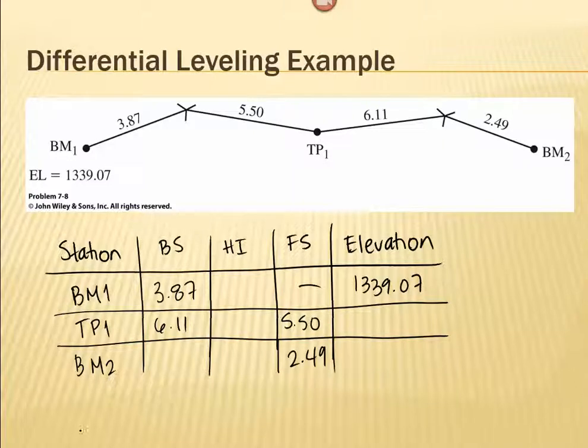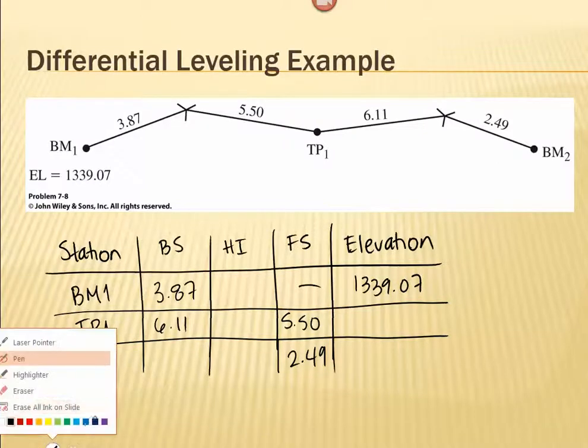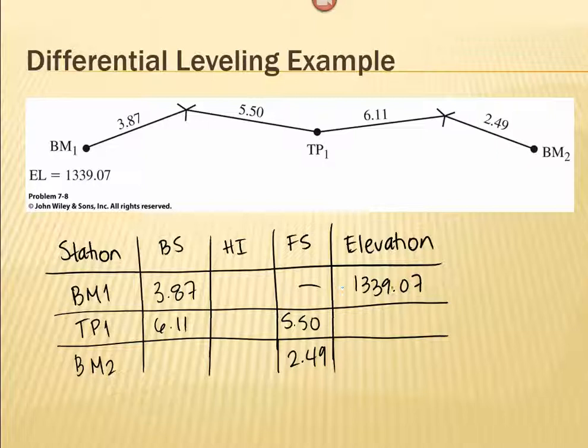Then the procedure is the same as we've done in the previous examples. This plus that gives me 1342.94. That minus that gives me 1337.44. This is 1343.55. And this number right here is 1441.06. And that is right here, my answer.